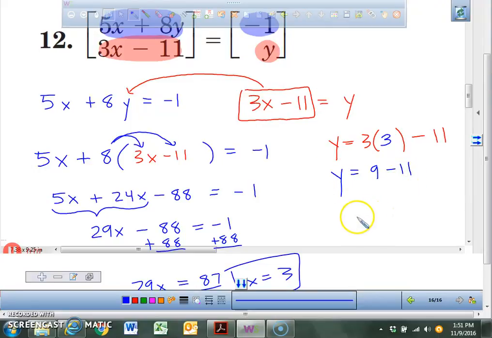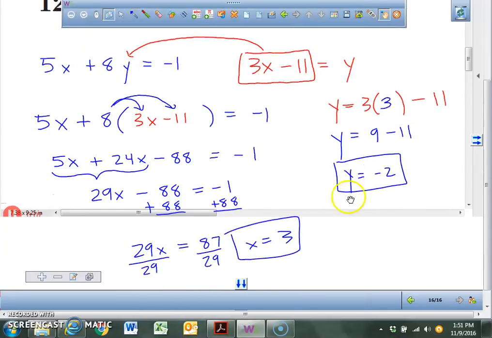y equals 9 minus 11. I'm not going to tell you the answer, though. I may write it, but I won't say it. I refuse. So we have x equals 3 and y equals whatever that is.